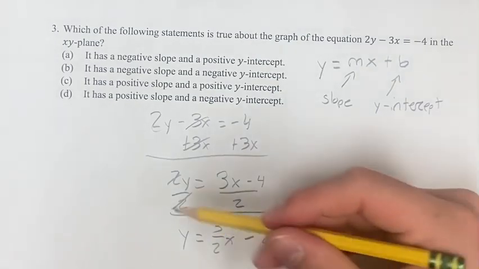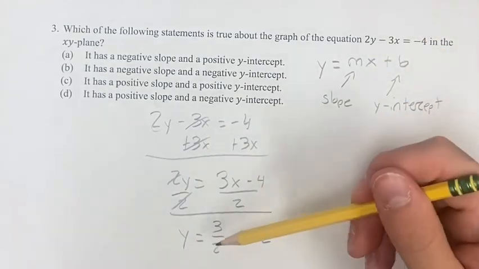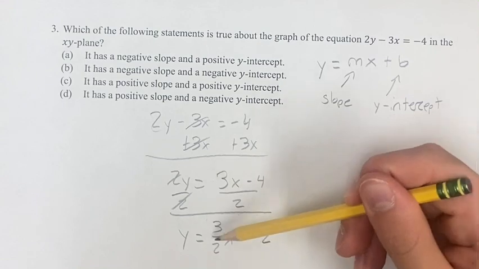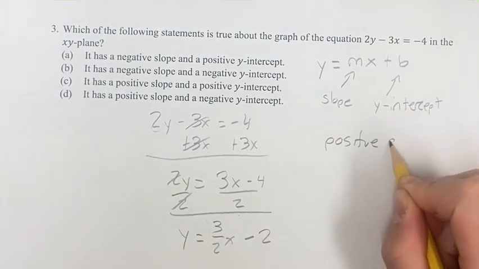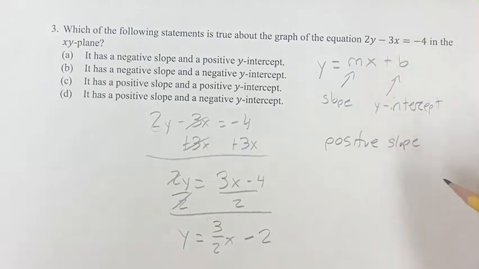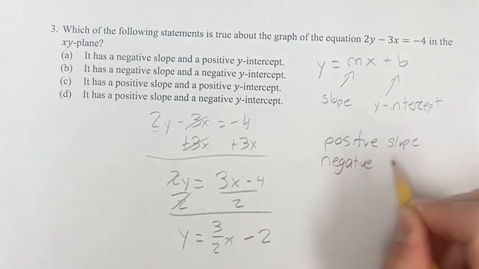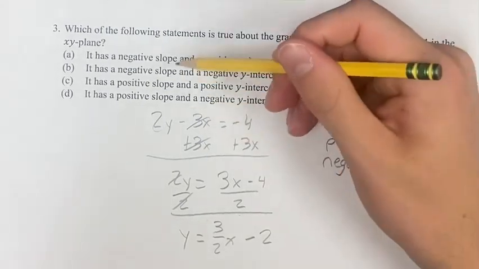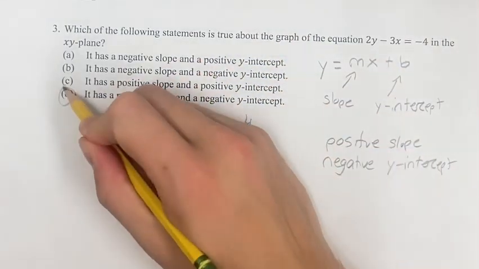So in slope-intercept form, where we have y equals mx plus b, the coefficient of x, the m, the slope, is positive, and the b value, negative 2, is negative, so it's a negative y-intercept. Which of the options does this line up with? Positive slope, negative y-intercept is going to be D.